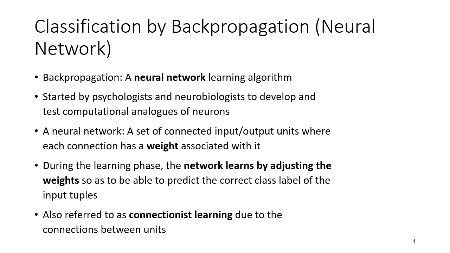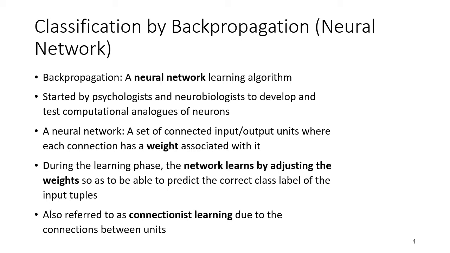Now we'll talk about classification by backpropagation, which is all based on neural networks. Backpropagation is a neural network learning algorithm which helps in reducing the error and building the model. Neural networks were started by psychologists and neurobiologists to develop and test computational analogies of neurons. A neural network is a set of connected input-output units where each connection has a weight associated with it.